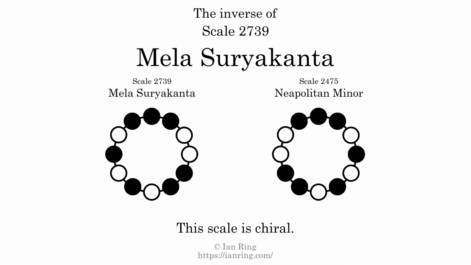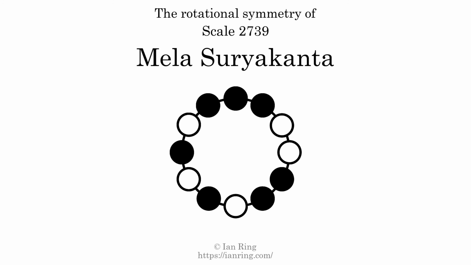The inverse of a scale is a mirror image. It is what you get when the sequence of intervals is reversed. The inverse of this scale is scale 2475, also known as Neapolitan minor. This scale is chiral. It cannot transform into its inverse by rotational transformation. This scale has no rotational symmetry.